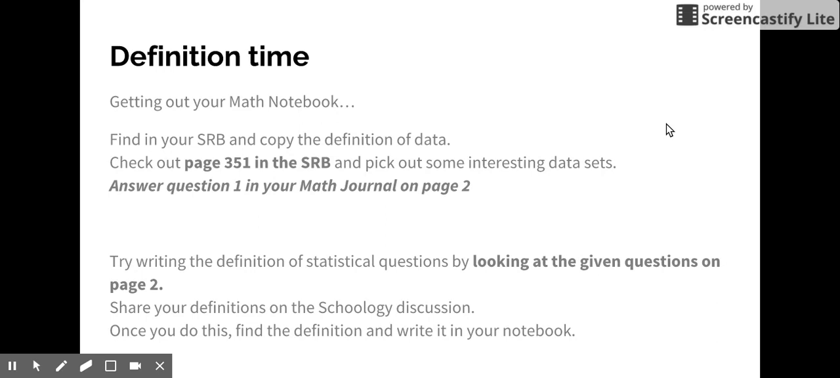You can also put your own definition in your notebook if you think that's going to help you remember that vocab word. Once you're done with that, you're going to move on to the next slide. Until then, go ahead and pause this.